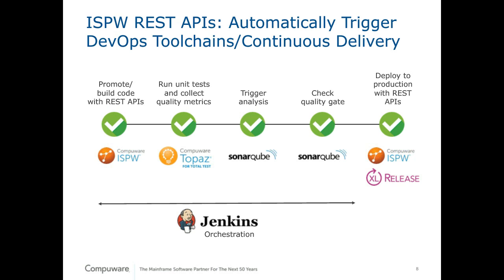You can run unit tests and collect quality metrics using Compuware Topaz for Total Test. You can trigger analysis and check the quality gate with SonarSource continuous inspection practice. Finally, deploy to production with REST API using, again, Compuware ISPW and XL Release. So now we'll have Greg Lackey showing you how this is done.